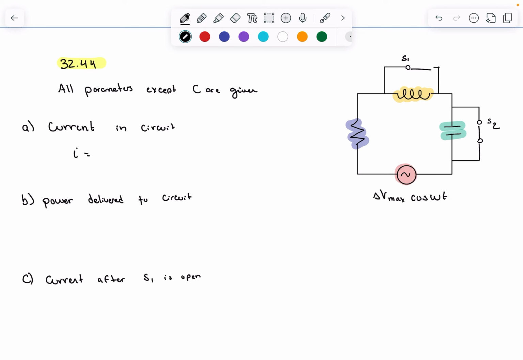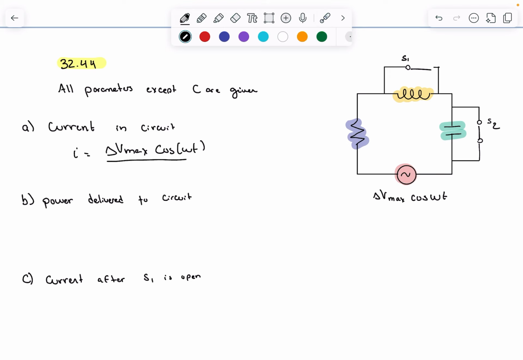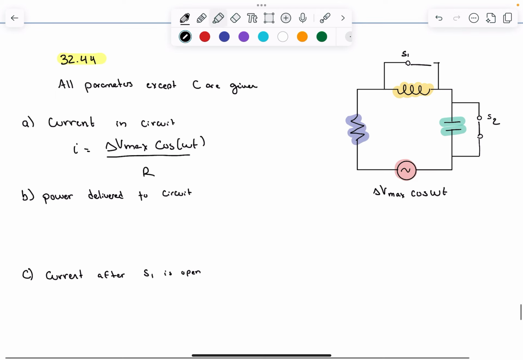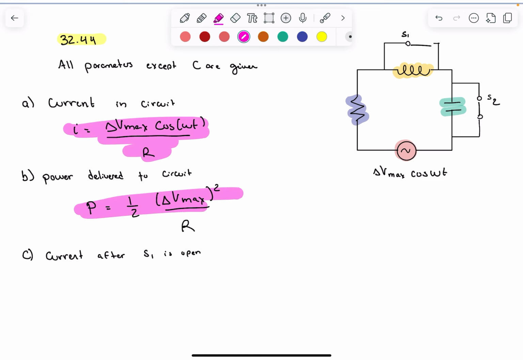It's just I is equal to delta V max cosine of omega t, because we're told that's what delta V is here, divided by R from Ohm's law. I'm just going to highlight the answer. So this is I. We're then asked to find the power delivered to the circuit. This is an equation we've seen before, where we have P is equal to 1/2 delta V max squared divided by R.